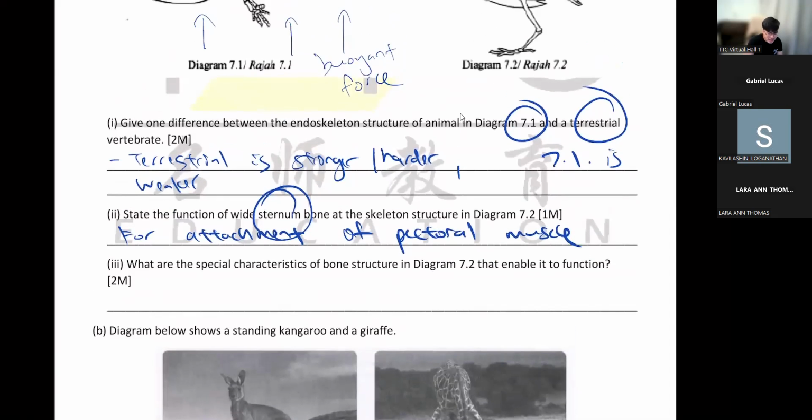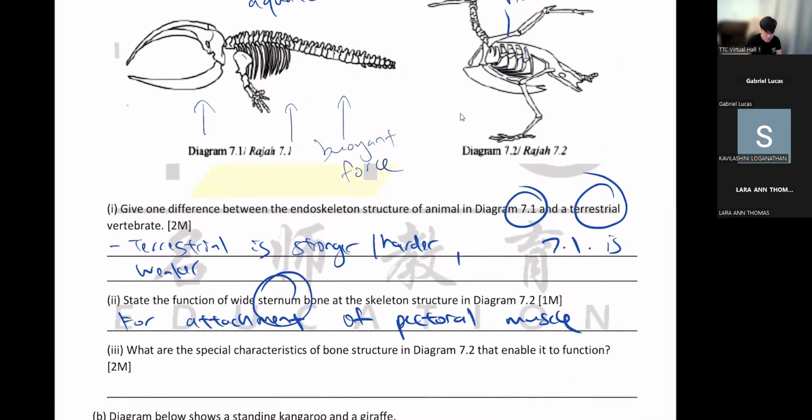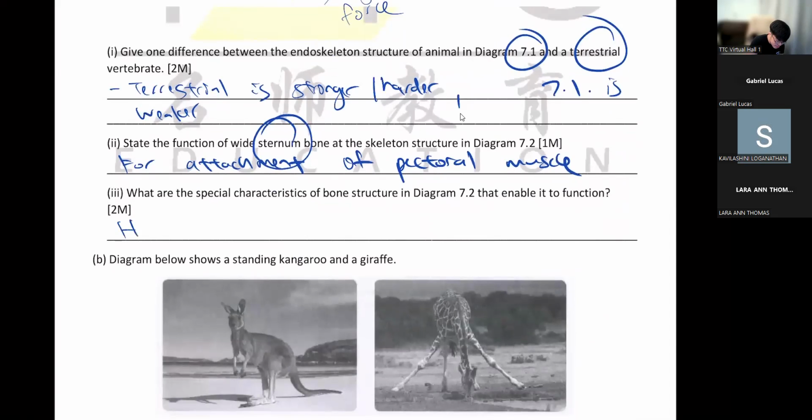So number 3, what are the special characteristics of bone structure in 7.2 that enables it to function? Like I said, birds, they are weaker than us because their bones are hollow. Why? So that they are lightweight for flight. They need hollow bones to fly.